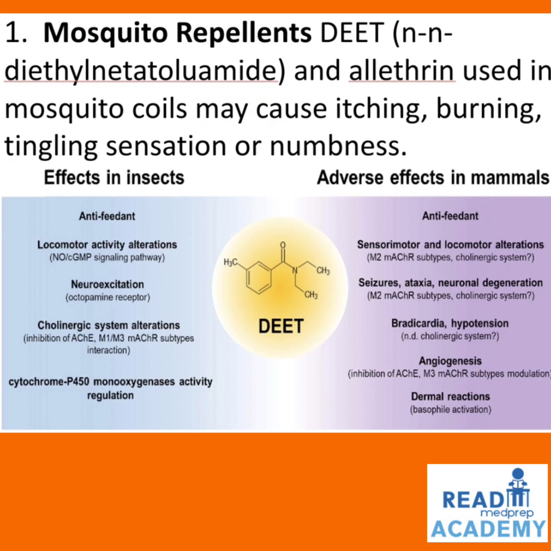What are the adverse effects in mammals? It's an antifeedant. Sensory, motor and locomotor alterations, seizures, ataxia and neurological degeneration can occur. Bradycardia and hypotension are also caused. Angiogenesis can occur. Dermal reaction can occur because of basophil activation.